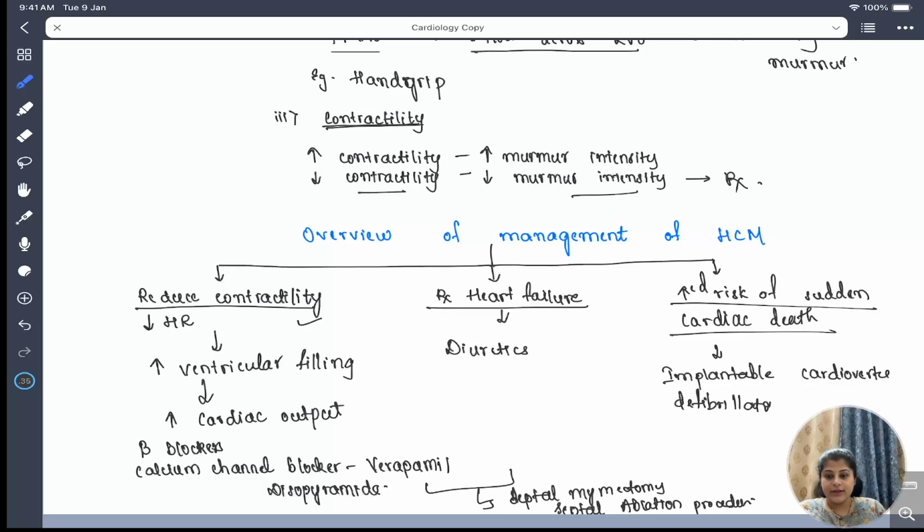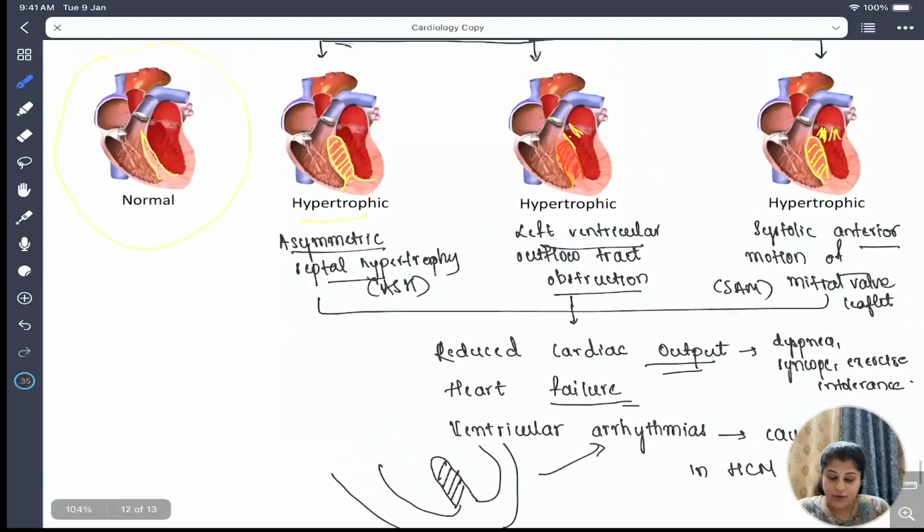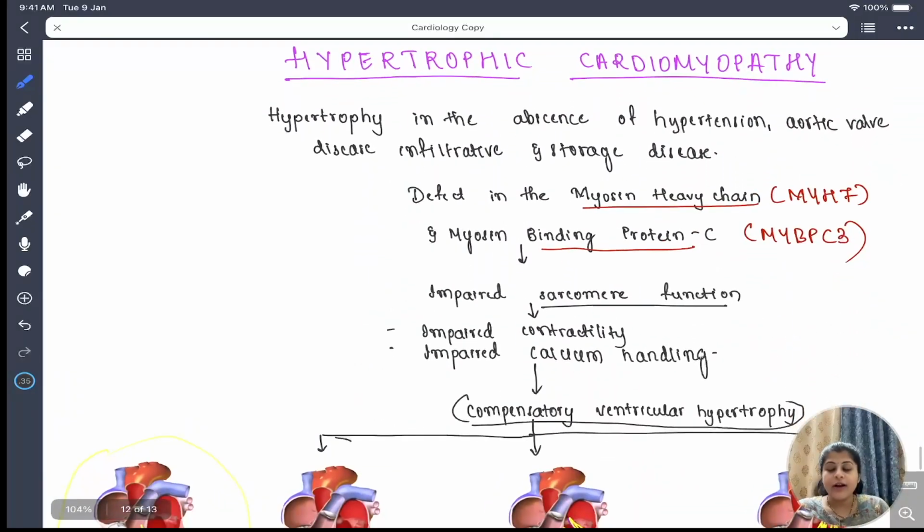So this is about it. I'll just quickly recap. Hypertrophic cardiomyopathy is hypertrophy in the absence of hypertension or aortic valve disease or infiltrative or storage disorder. If these are not causing it, then what is causing it? The sarcomeric protein defect, which are myosin heavy chain MYH7 or myosin binding protein C, MYBPC3.